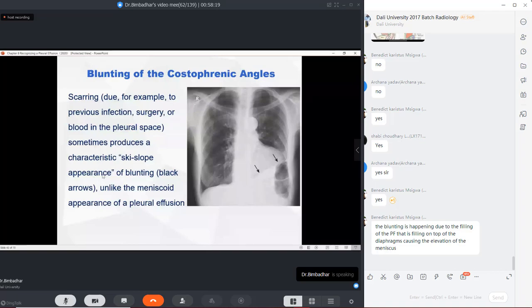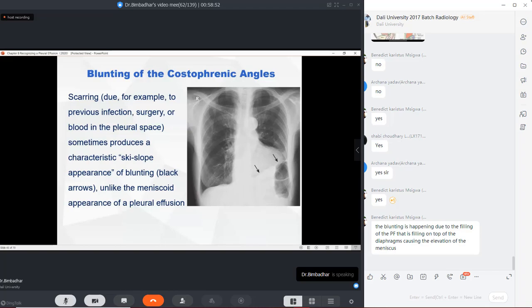Ski slope appearance means skiing. The ski actually has a ramp and a slant way. That's the same way I can see it is a slant density here. This actually happens due to pulmonary scarring. It can happen because of a previous infection or a previous surgery or blood that has accumulated down in the pleural space. So you just have to remember this, do not get into the pathophysiology. Just try to remember the image the way it is.